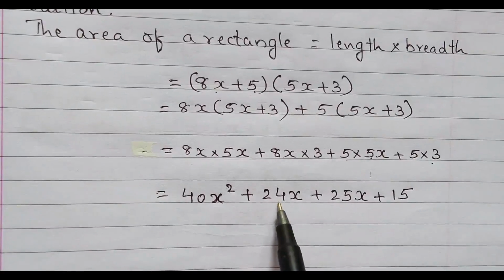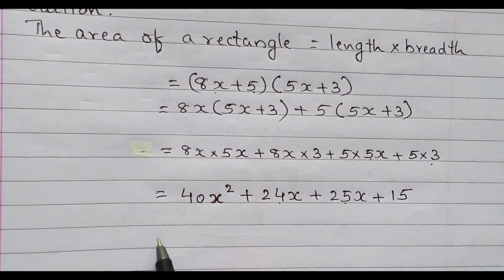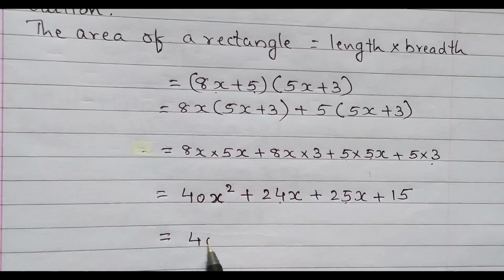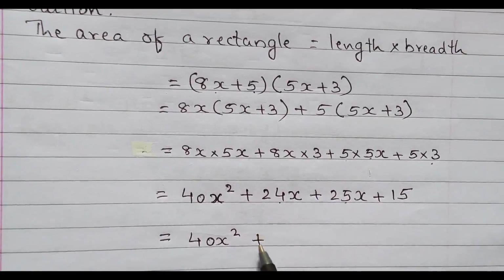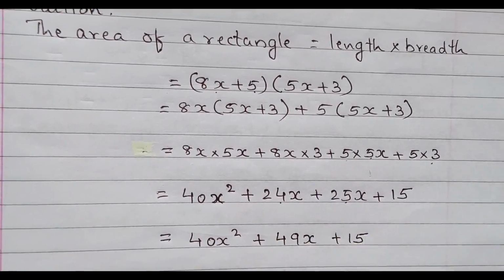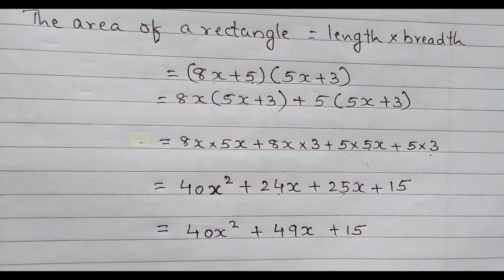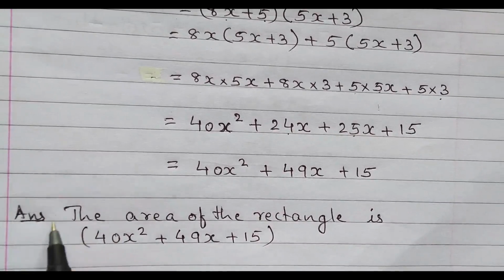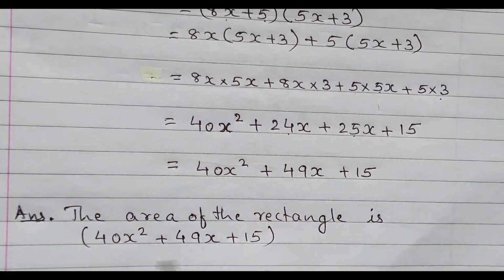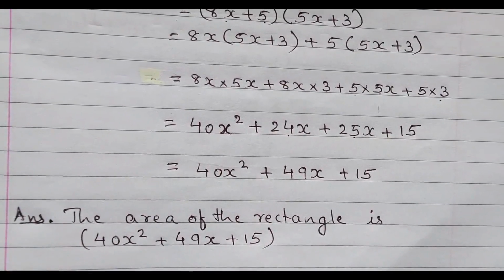So we have like terms here, 24x and 25x. So we have to add the two. So you get 40x square plus 49x plus 15. So this is the area of the rectangle. So you can write the final answer. The area of the rectangle is 40x square plus 49x plus 15.